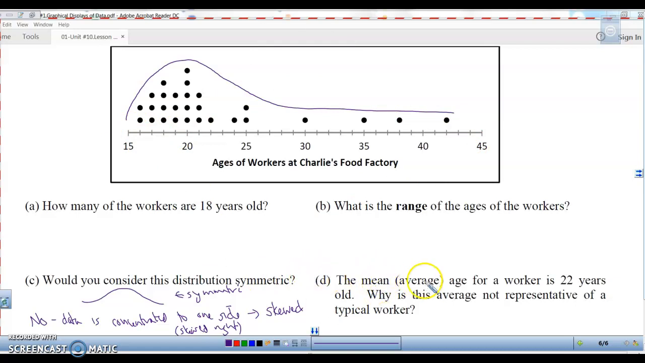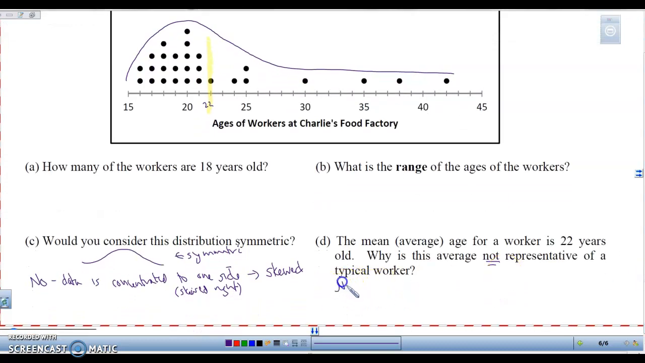Now, the mean or average age of a worker is 22 years old. Why is this average not representative of a typical worker? Let's find 22 years old on this data. 21, 22 would be right here. Would you say, based on your data here, that the average worker is 22 years old? Well, actually, no. This would not be representative of a typical worker. Based on this data, most of the workers are younger than 22.